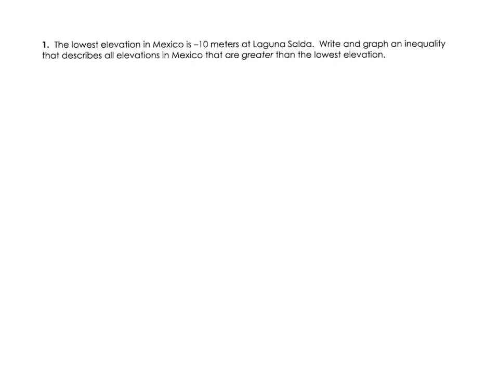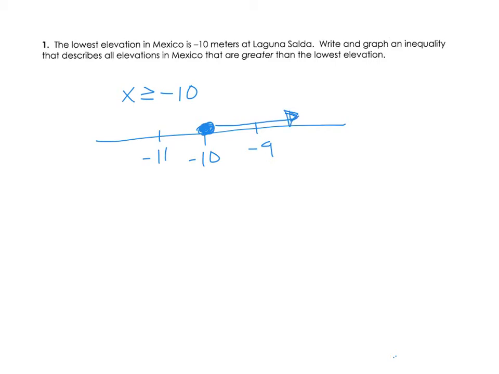So on number 1, we're talking about the lowest elevation in Mexico is negative 10 meters at Laguna Salada. Write and graph an inequality that describes all elevations in Mexico that are greater than the lowest elevation. So we'll have x, and x is actually going to represent our heights, or elevation in Mexico. And we know that all elevation is going to be greater than or equal to negative 10. Now to graph this, here's negative 10. This would be negative 11. This would be negative 9. This is going to be a closed circle, or shaded in, at negative 10, and it would be going in this direction. And that is how I would do number 1.